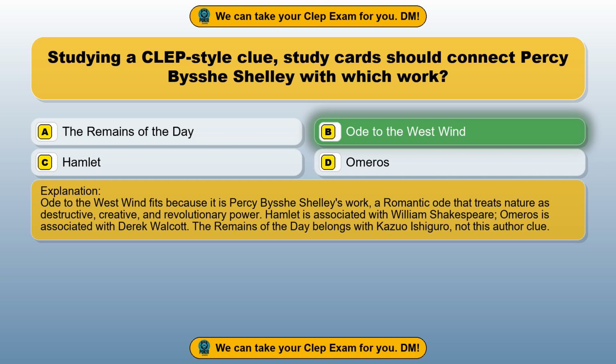Ode to the West Wind fits because it is Percy Bysshe Shelley's work, a romantic ode that treats nature as destructive, creative, and revolutionary power. Hamlet is associated with William Shakespeare. Omeros is associated with Derek Walcott. The Remains of the Day belongs with Kazuo Ishiguro, not this author clue.